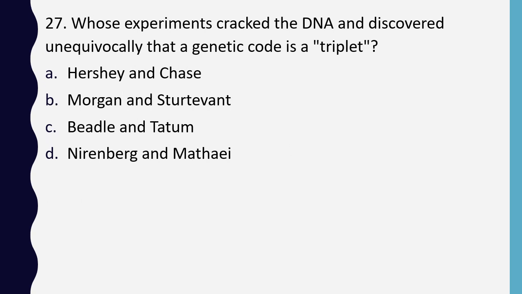Question number 27. Whose experiment cracked the DNA and discovered unequivocally that a genetic code is a triplet? Hershey and Chase, Morgan and Sturtevant, Beadle and Tatum, Nirenberg and Matthaei. Whose experiments cracked the genetic code and discovered unequivocally that it is a triplet? The correct answer is option D, Nirenberg and Matthaei.